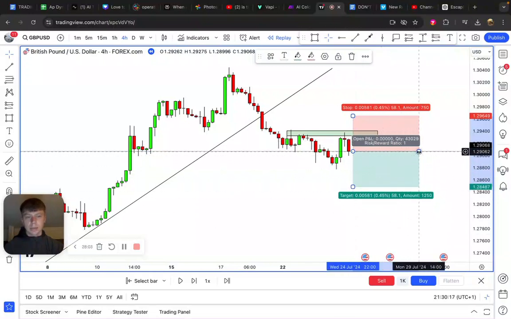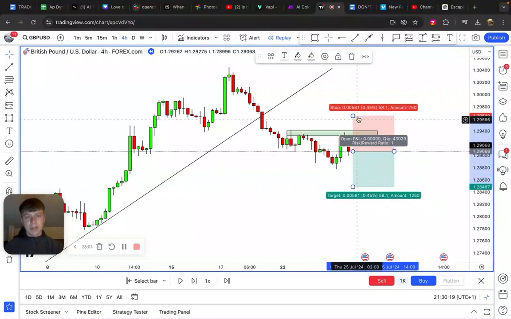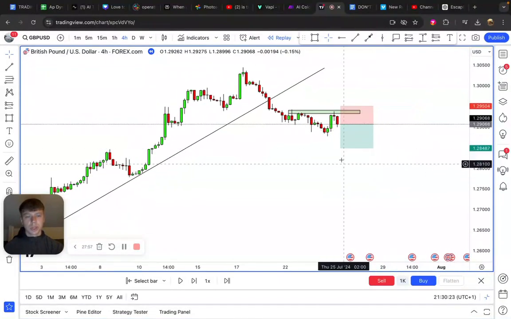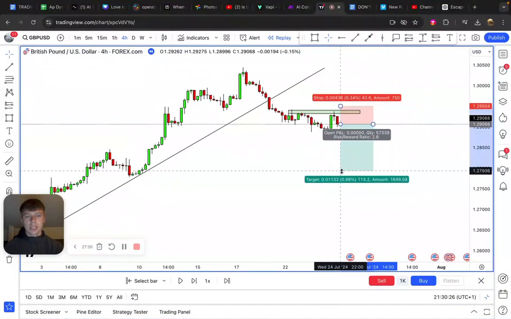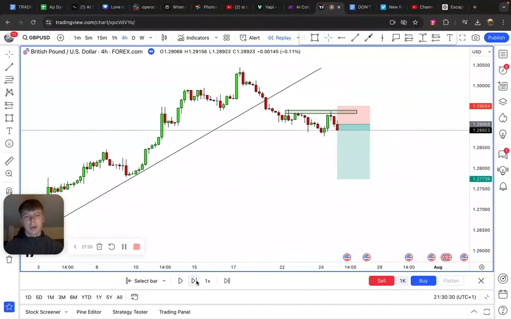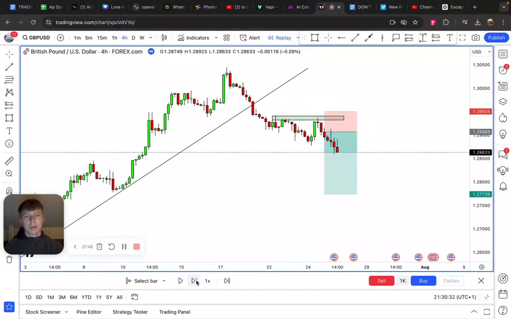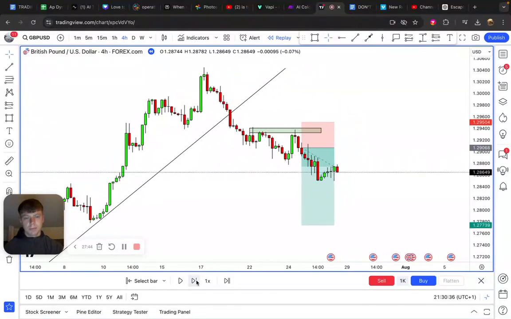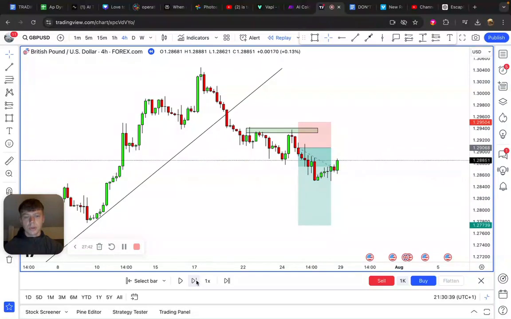Well, let's find out. So we'll place our entry at the close of the candle. We'll place our stop loss above structure. And then we'll go for our target. 1 to 2, 1 to 3, whatever it may be. Let's see what happens. Bar replay. And you should use bar replay if you're not using it. It'll cost you a bit of money, but it's worth the knowledge.